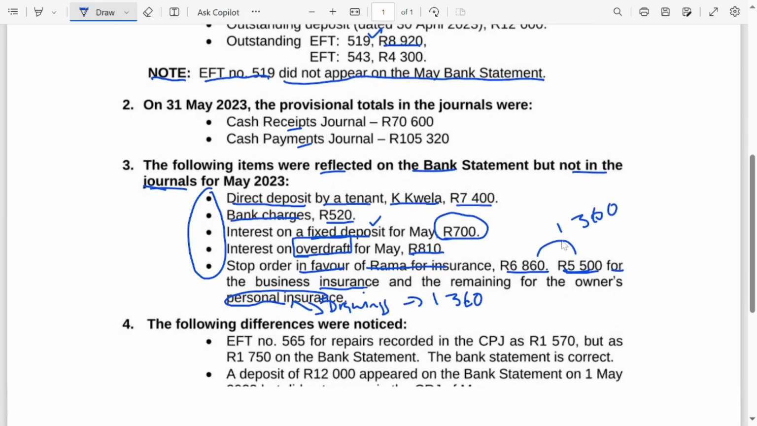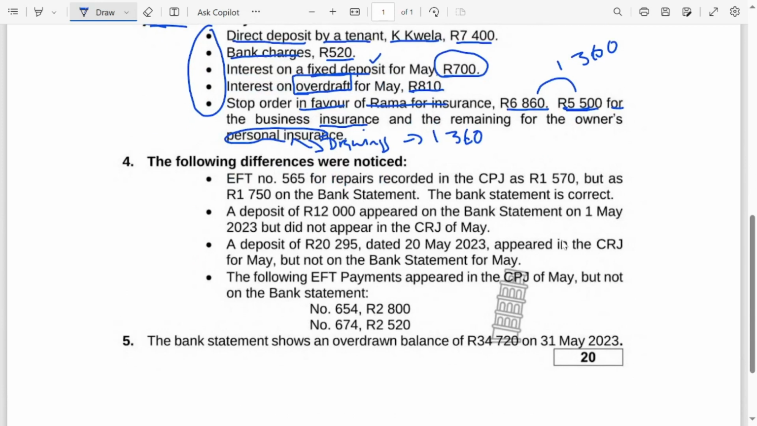And then number 4, the following differences were noticed. The first one, EFT 565 for repairs recorded in the CPJ as 1,570, but as 1,750. Let's check the difference. The difference here is 180.